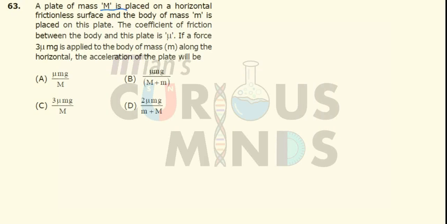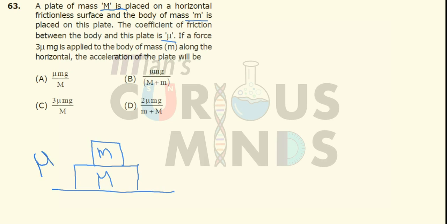A plate of mass M is placed on a horizontal frictionless surface. So let us say this is a plate and this is a frictionless surface. On it, another mass, small m, is placed on this plate. The coefficient of friction between these two plates is equal to mu.